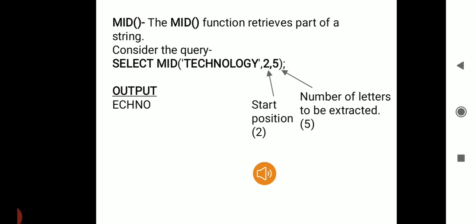So, if 2 is the starting position, then from the word technology, the starting letter will be E. And since 5 letters are to be extracted, take 5 letters in total from the word technology including E, which gives ECHNO. That's why the output is ECHNO. That's it.